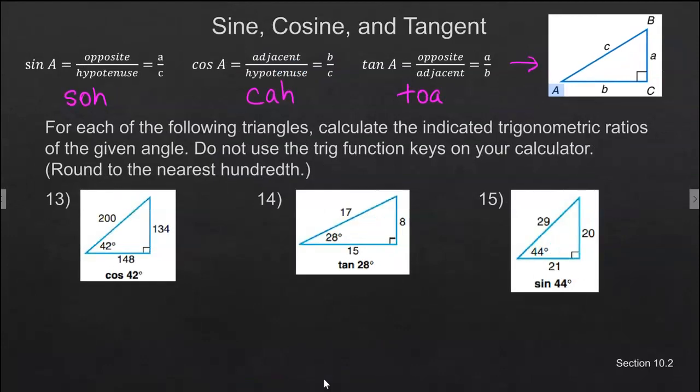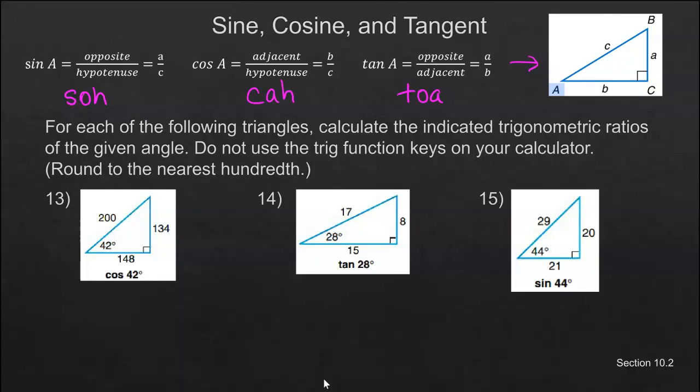Okay, so let's go back to these examples. So it says here, for each of the following triangles, calculate the indicated trigonometric ratios of the given angle. Do not use the trig function keys on your calculator. So we're not going to get to those on this slide. We'll get to those here in a minute. All we're going to do is write out the ratios because that's where those numbers on your calculator come from. This one says the cosine of 42. So we're going to write this as the cosine of 42 is equal to, now we're looking at this angle.